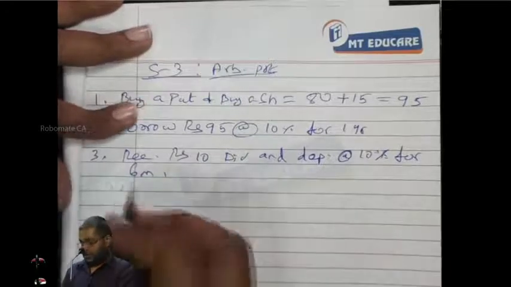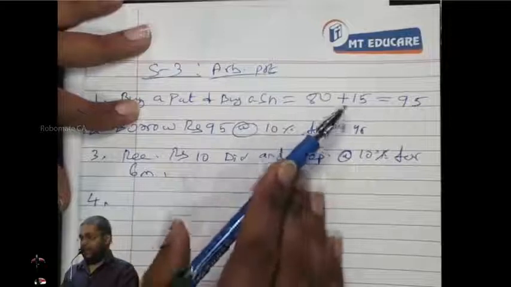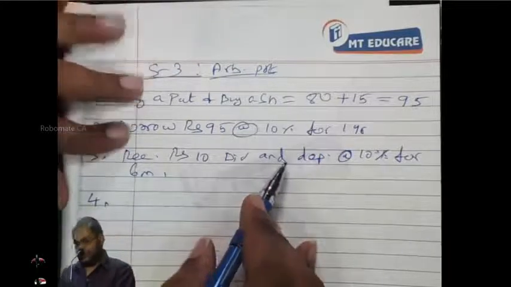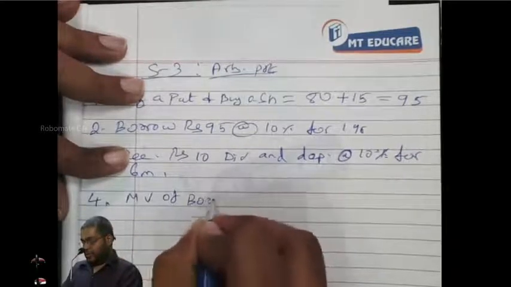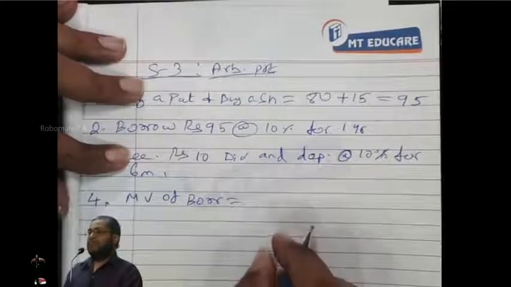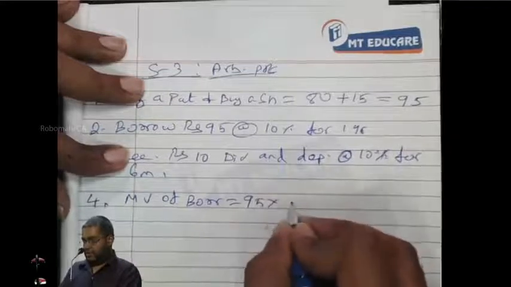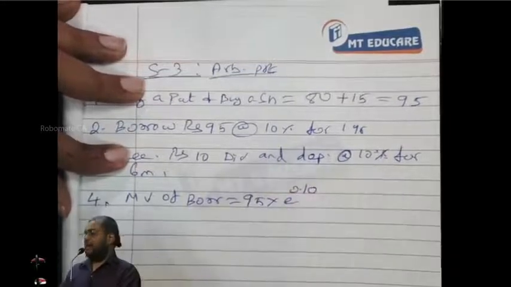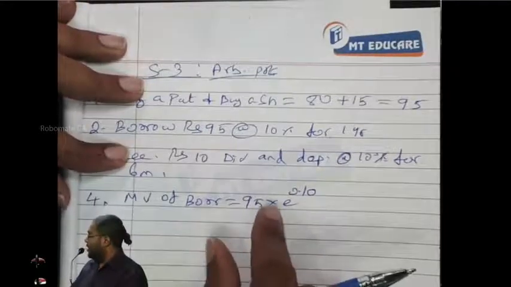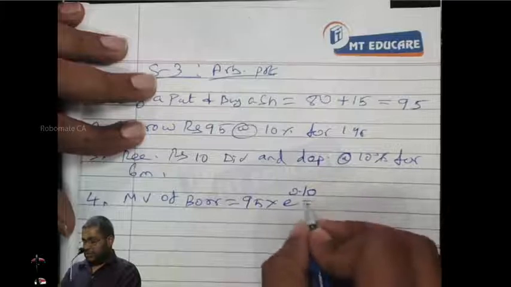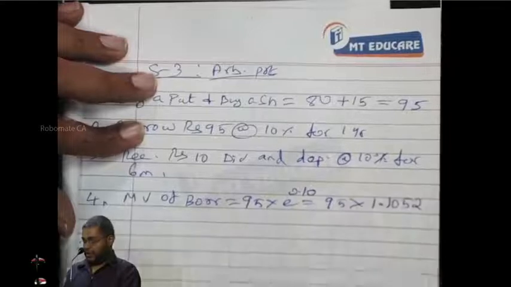Point number 4. After 1 year, there is a borrowing maturing, and also a deposit maturing. Maturity value of borrowing is equal to 95 into e power 0.10, which is equal to 95 into 1.1052. Tell me the number.